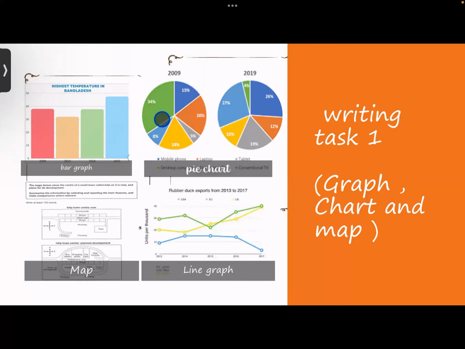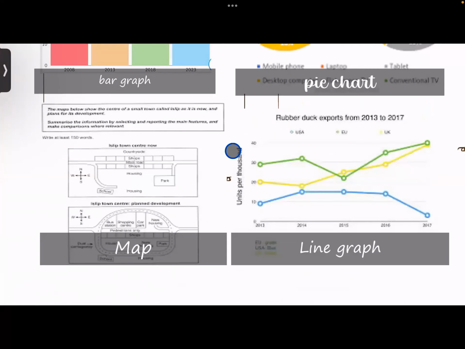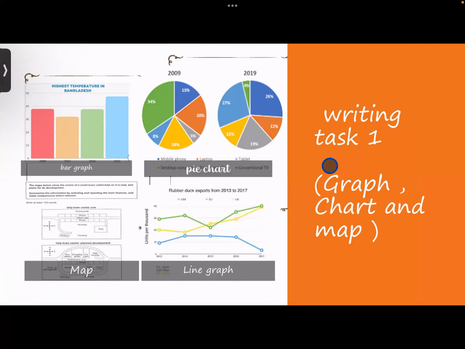Then this is the pie chart. I can zoom in on these. And this is the line graph. Basically, these three are the graphs which would be given in the IELTS exam. So you have to describe these within 150 words. If there's a bar graph or line graph, that would be a single graph, there won't be more than one. But if it's a pie chart, then there would be a minimum of 2 charts. There could be 2, 3, or even 4 pie charts.